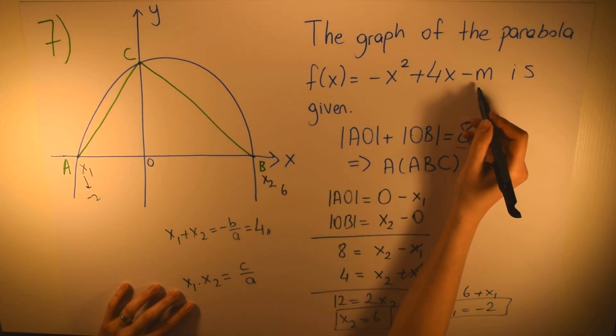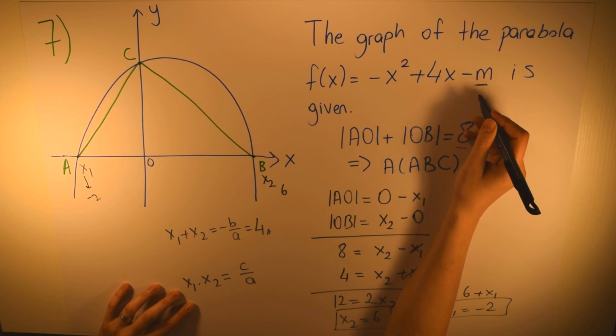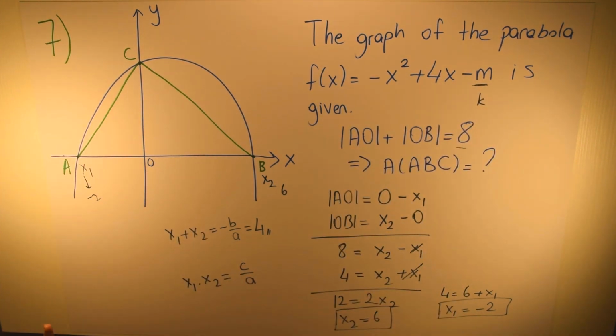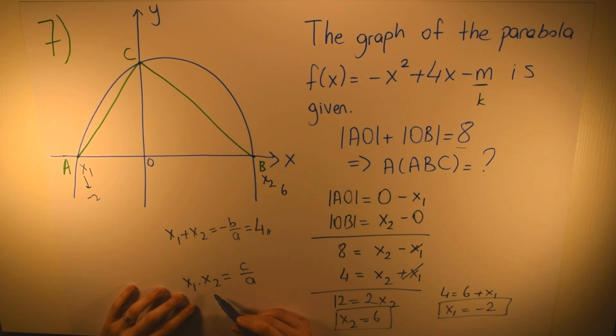Because here the m value is actually this minus m, which is equal to our y value when x is equal to 0, right? Our k value, actually it's the same thing. So let's find this x1 times x2, which is equal to c over a, which is equal to c is minus m, a is minus 1, right, which is equal to m. So we know x1 is minus 2 and x2 is 6, so m is equal to minus 12.